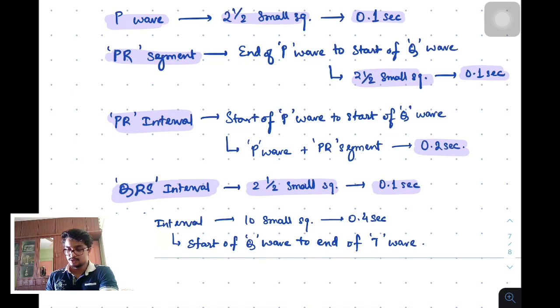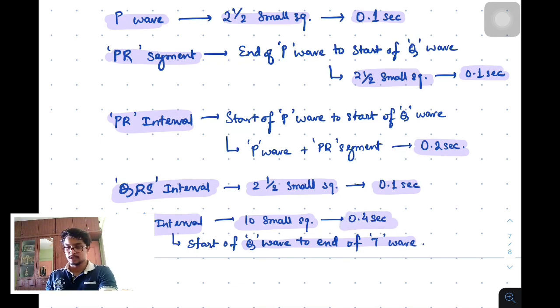Then we have the QT interval. The QT interval is the QRS interval plus the ST segment plus the T wave. The entire thing is the QT interval. So from the start of the Q wave to the end of the T wave, that is the QT interval. This QT interval is comprised of 10 small squares. Ten small squares means 10 into 0.04, that is 0.4 second.